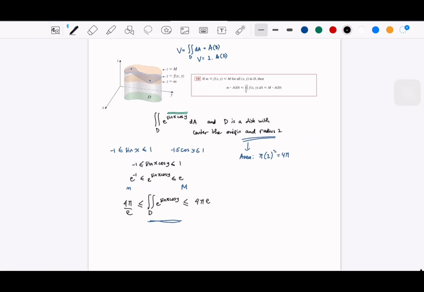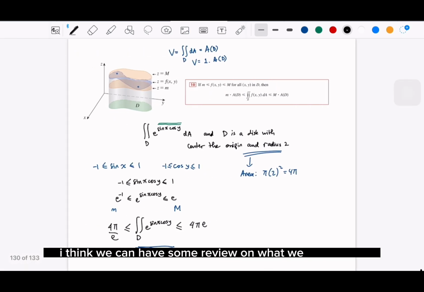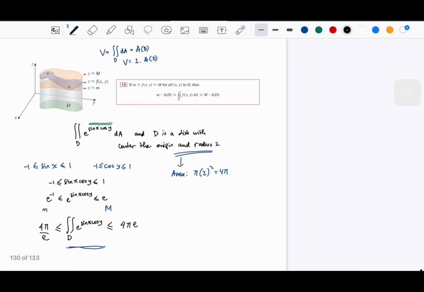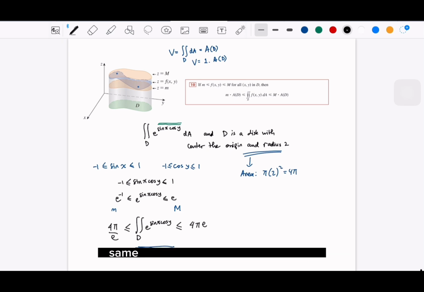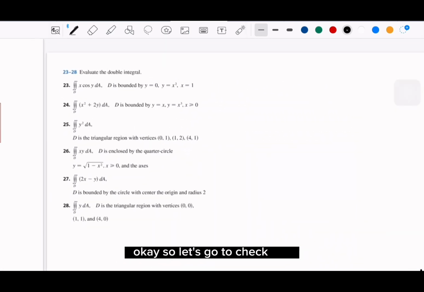I think we can have some review on what we have done, and we can have some exercise. So 15.2 is finished. Next week will be 15.3 and perhaps 15.9, like the end, but it's actually the same. It's also related to the first three. So let's go to check this.